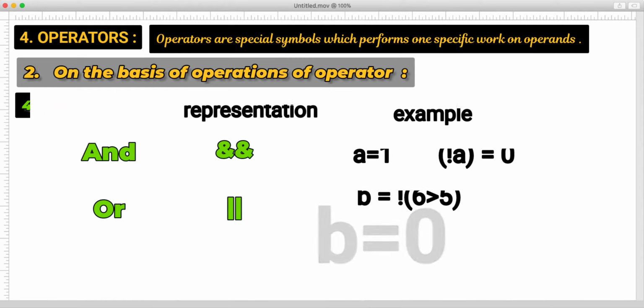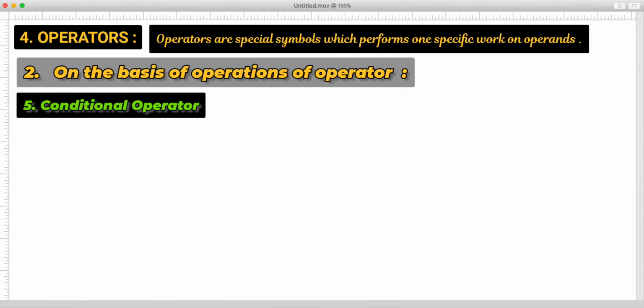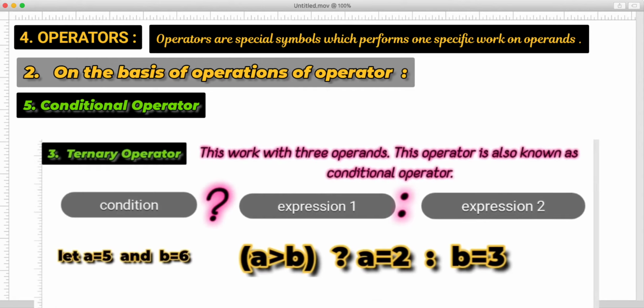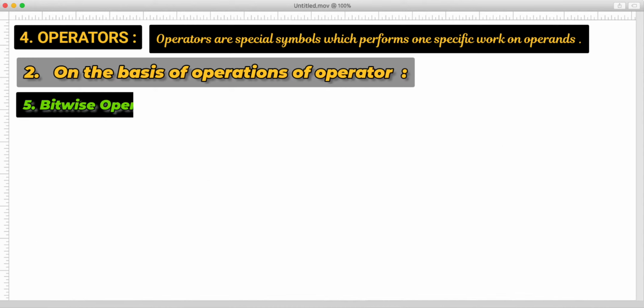Now coming to our next topic, that is the conditional operator. Already we have seen it as the ternary operator, both are the same. As you can see on the screen, the question mark operator is called the conditional operator as well as the ternary operator. So now coming to our next topic, that is the bitwise operator.